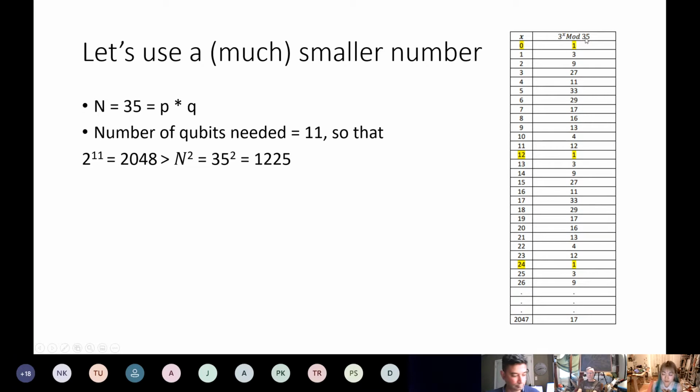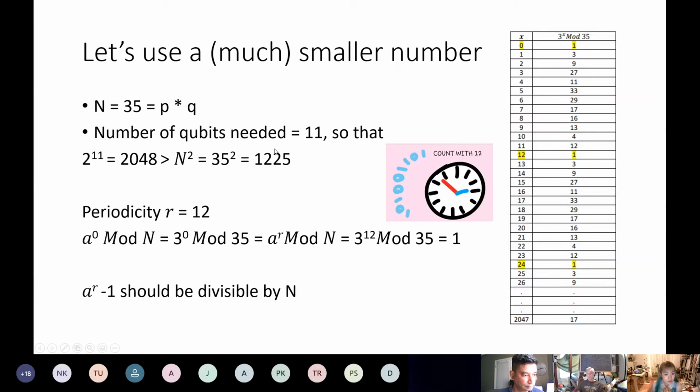But again, 35 is a very small number, so we can draw a table like this. If it's a really large number, we can't really do this. So 2048 states will be the smallest number, and 11 will be the smallest number of qubits that you need to cover this number here. And then you see this periodicity starting to show with 12.